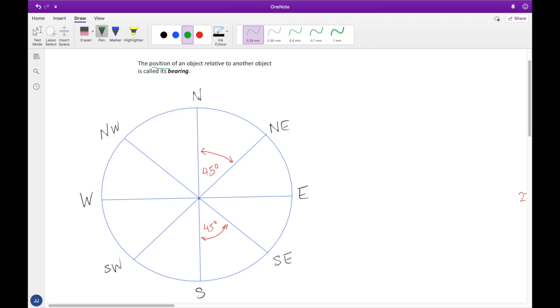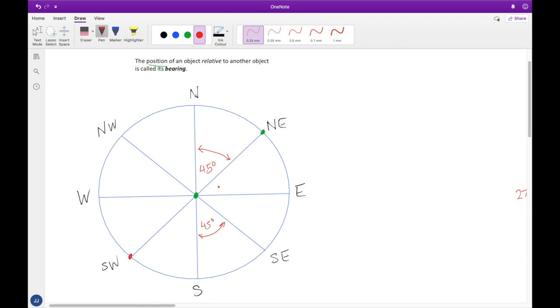So I could have a port over here at the center, and I could have a ship that is in a northeasterly direction from the port. And I could have another ship that is in a southwesterly direction from the port. So with bearings, we're talking about the direction, the distance, as well as the angle.